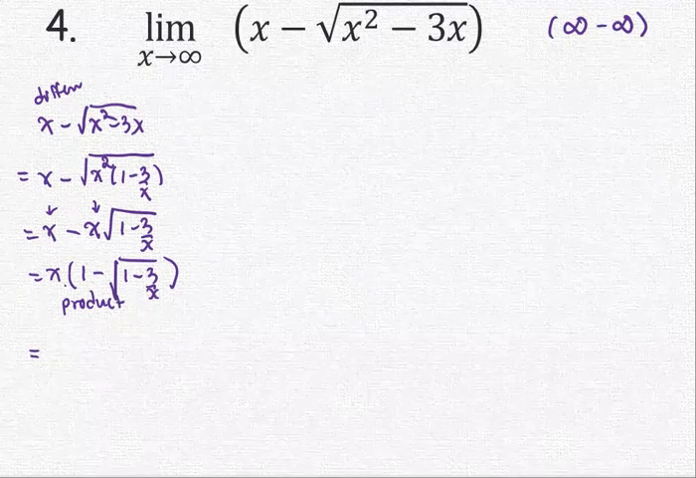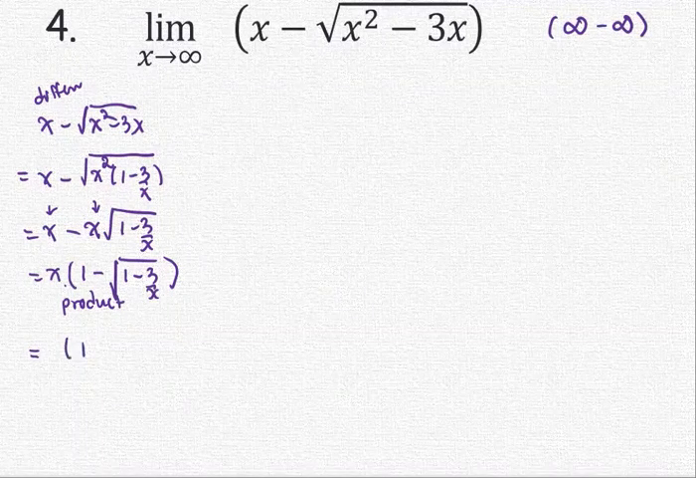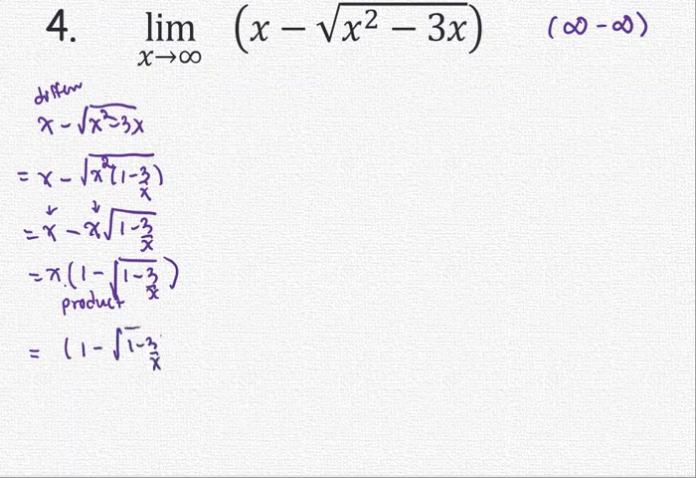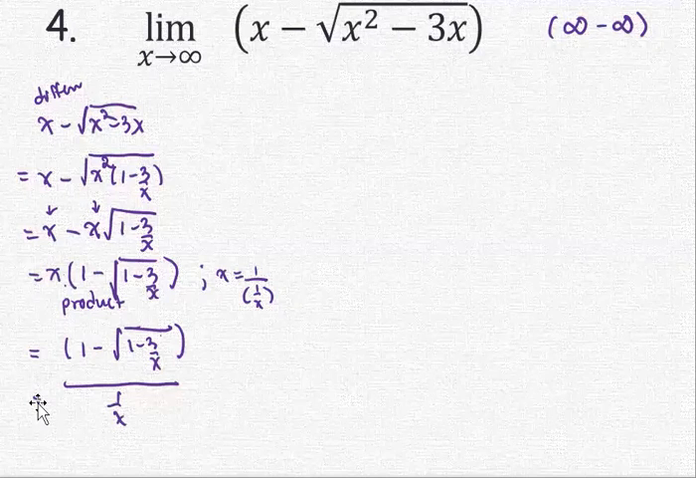Now we are going to change the product into the quotient. 1 minus square root of 1 minus 3 over x remains as it is. And the x here, we're going to rewrite as the reciprocal of 1 over x, from the property that x equals 1 over 1 over x. Then the product now becomes the quotient of 1 minus square root of 1 minus 3 over x divided by 1 over x.